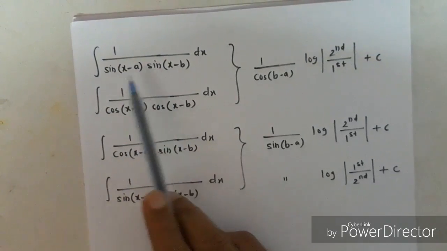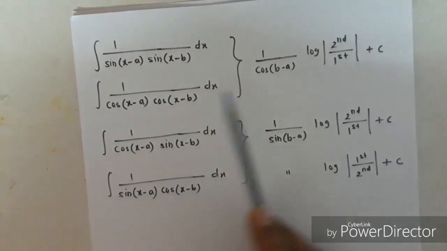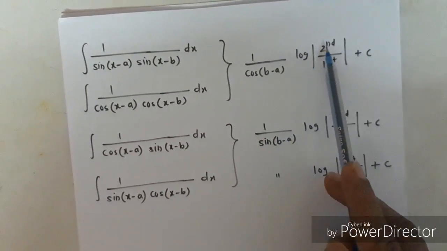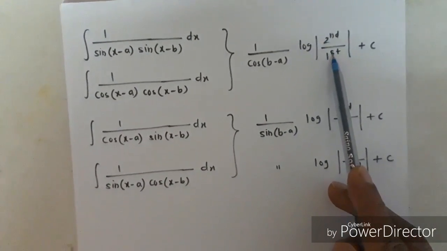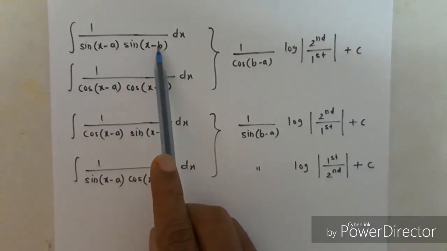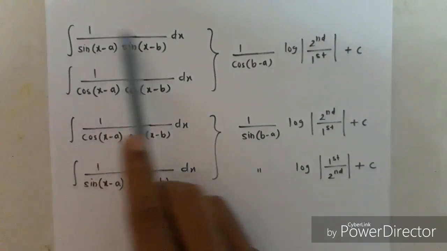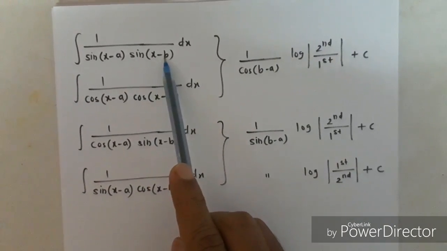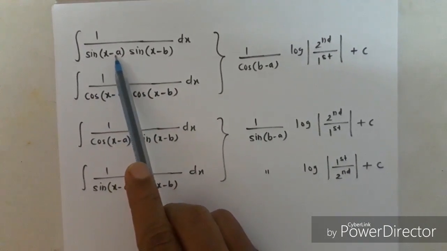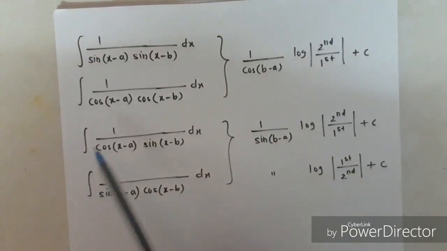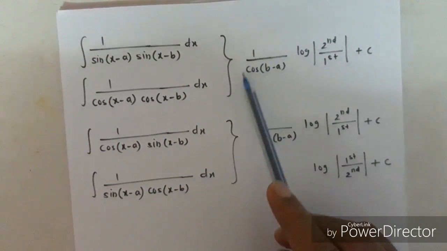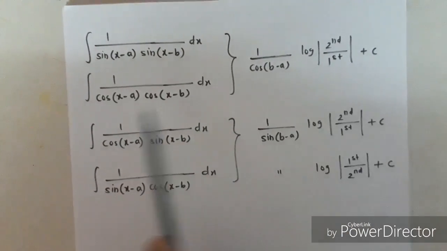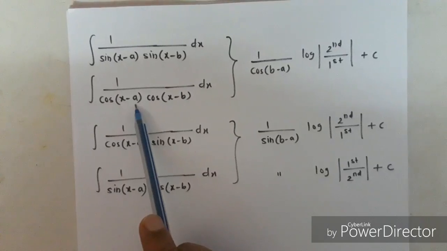So if it is similar terms, either sin or cos, the answer would be 1 by cos(b minus a) into log of second term divided by first term. Now what is the second term? This is the second term and this is the first term. So the answer for this will be 1 by cos(b minus a) log of (sin x minus b) divided by (sin x minus a). And for this it will be 1 by cos(b minus a) log of the second term, which is cos x minus b, divided by the first term, which is cos x minus a.